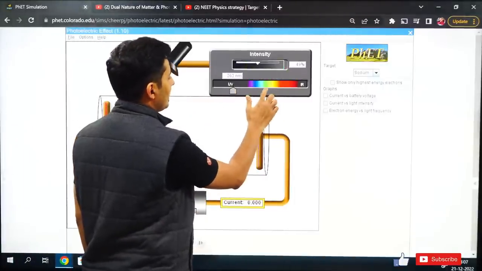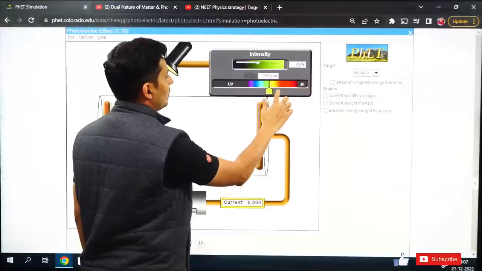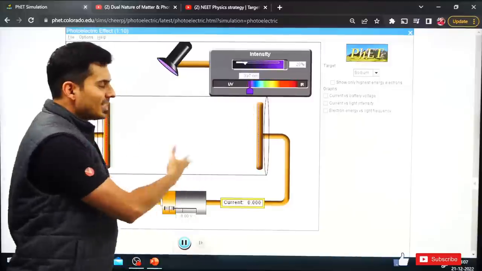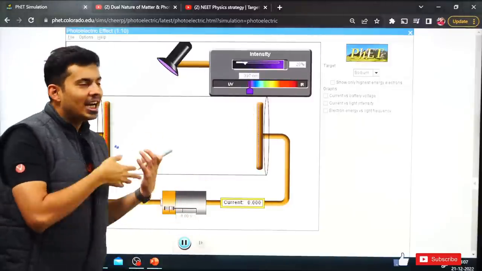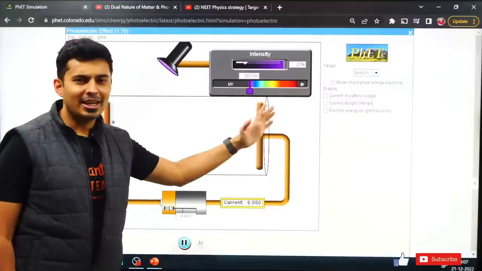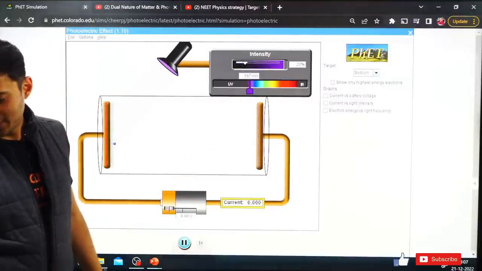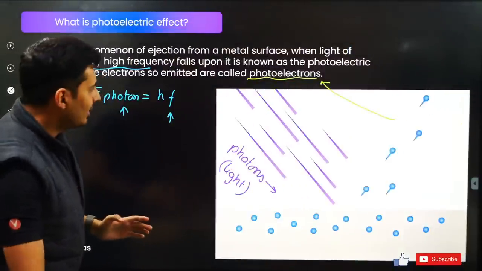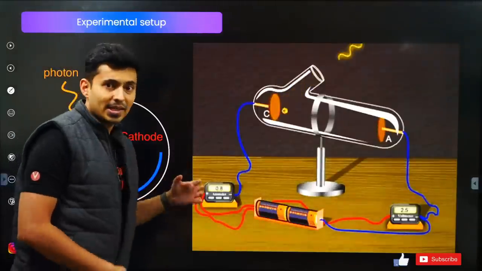Okay. Yes, I can change the color of light as well. Hopefully, yes. And I can also change the intensity of light as well. So I'm going to do all these things and we're going to see what is going to exactly happen. There are also some graphs which we are going to study over here. Very, very interesting setup, guys. Okay. So let's go to that in a bit. But for now, let's understand this photoelectric effect setup.